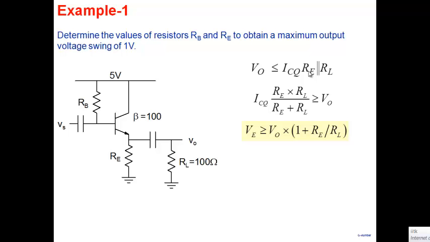So that's one term. The other constraint on swing comes from the requirement that my transistor should not go into saturation. This gives me V0 must be less than or equal to VCC minus VC sat minus VE.